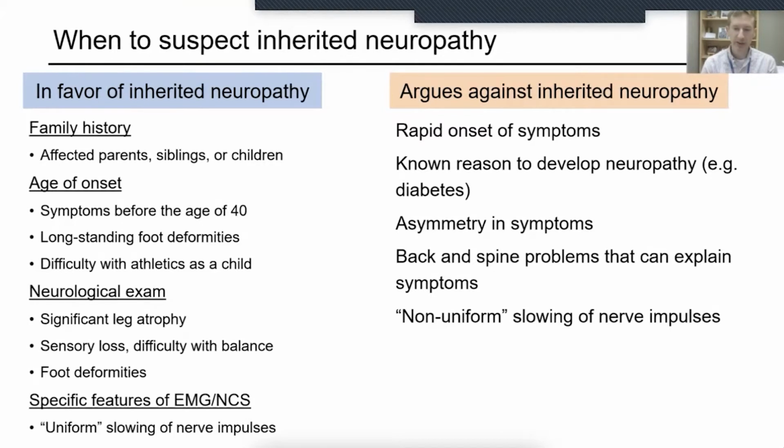And then if we do an EMG and we see certain patterns, what we call non-uniform changes, meaning patchy changes, that can be more suggestive of something that was acquired in life, maybe autoimmune, rather than an inherited process.